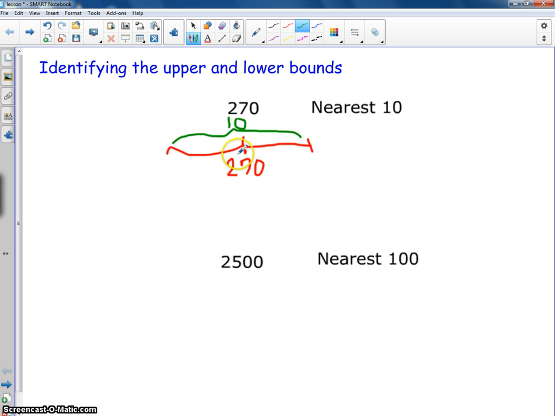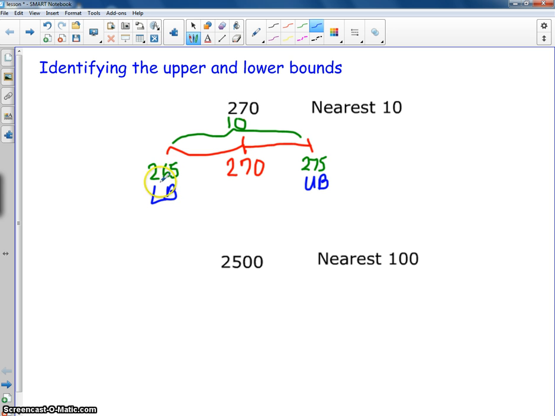Now what is that number, if the difference must be 10? So that should be 265 and 275. Note that the difference between 265 and 275 is 10, and halfway between them is exactly 270. Therefore, we say that this is the lower bound and that is the upper bound. Some books will say lower limit and upper limit. Those are the same things.